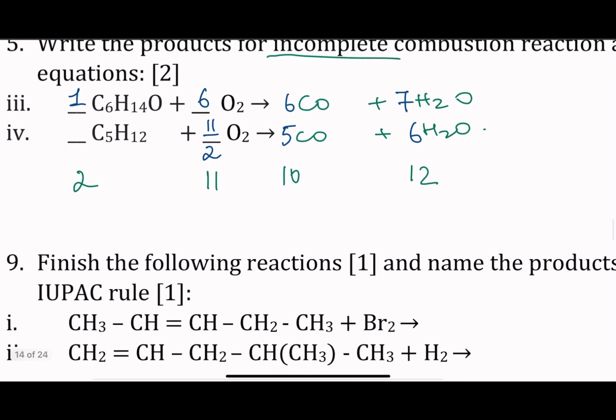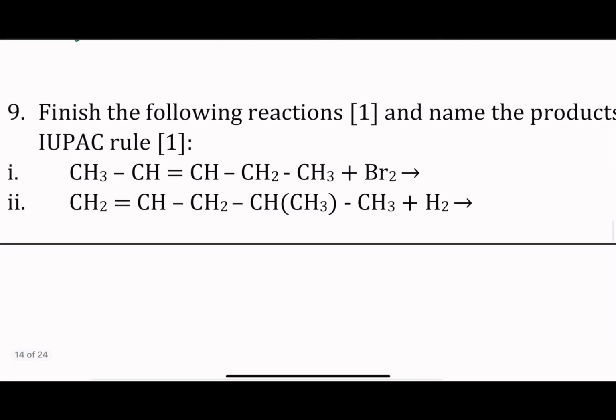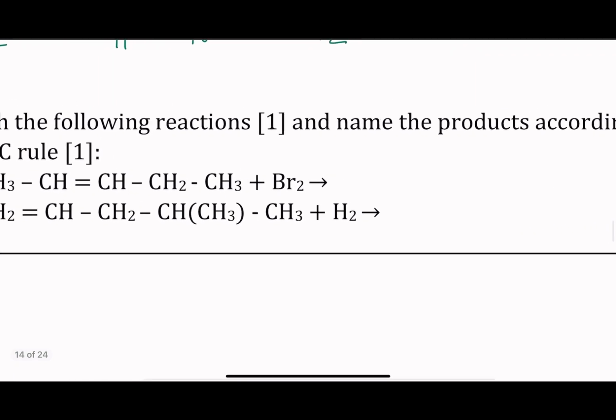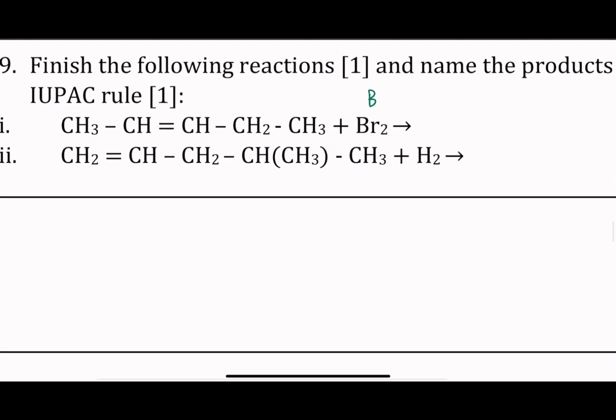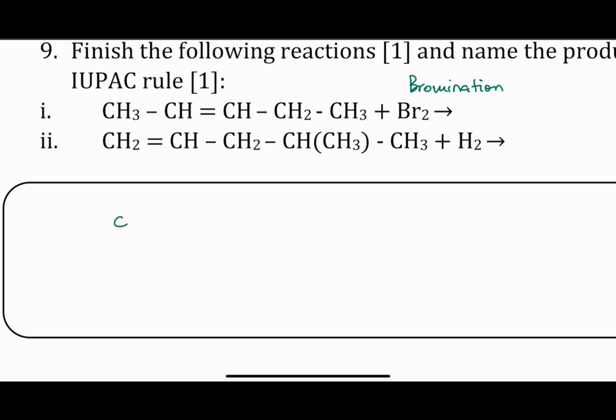Okay, so now the next question. Finish the following reaction and name the products according to IUPAC rules. We know that this is a bromination reaction. When you write this, CH3, CH, you would be breaking down the double bond because this is an addition reaction. You would add the bromine onto these carbons, and voila, this is your product.